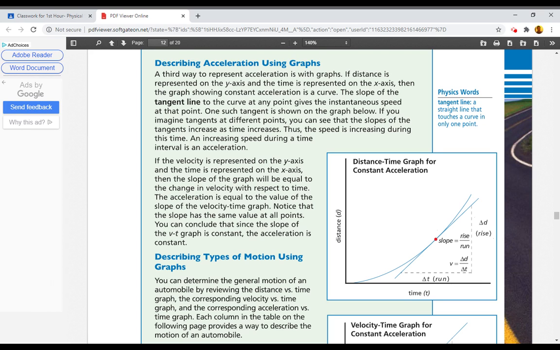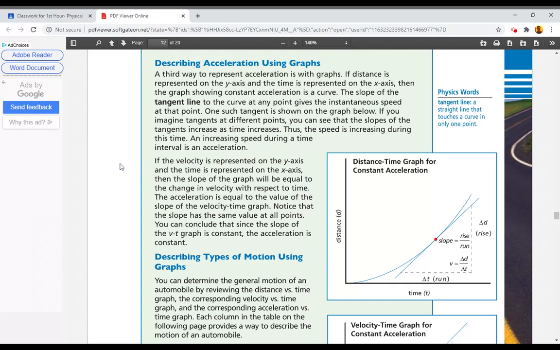Describing acceleration using graphs. A third way to represent acceleration is with graphs. If the distance is represented on the y-axis and time is represented on the x-axis, then the graph showing constant acceleration is a curve. The slope of the tangent line of the curve at any point gives the instantaneous speed at that point. One such tangent is shown on the graph below. If you imagine tangents at different points, you can see that the slopes of the tangents increase as time increases. Thus, the speed is increasing during this time. An increasing speed during a time interval is an acceleration.